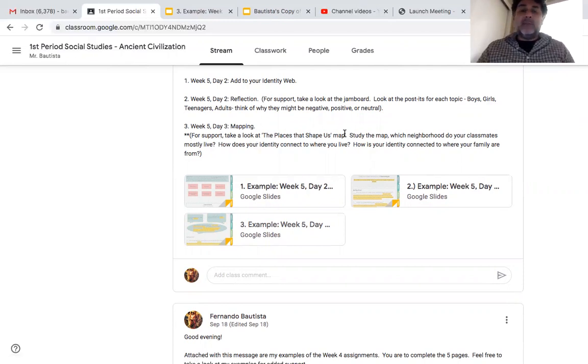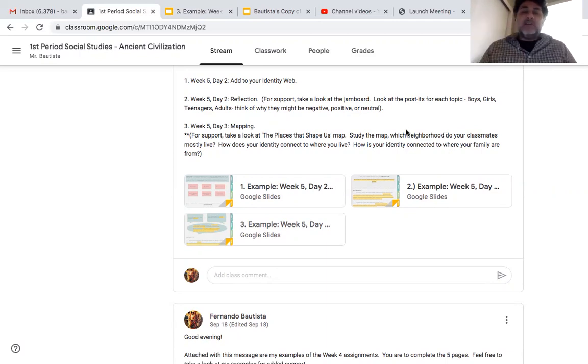We worked on that map last week for week 5. Study the map. Which neighborhood do your classmates mostly live in? How does your identity connect to where you live? How is your identity connected to where your family are from? These are guiding questions, questions to keep in mind as you study the map.